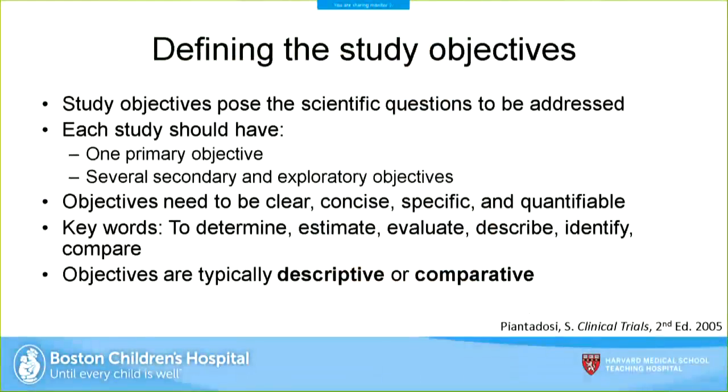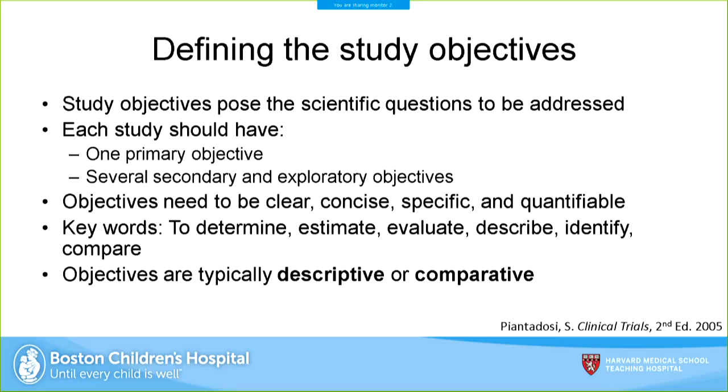So let's start with the first piece, defining the study objectives. These objectives really pose the scientific questions to be addressed in your study. And in general, a study should have one primary objective and a number of secondary and exploratory objectives. You would want the objectives to be clear, concise, specific, and most importantly, quantifiable, something that you could measure objectively.